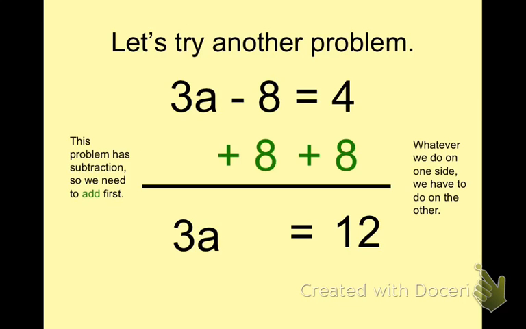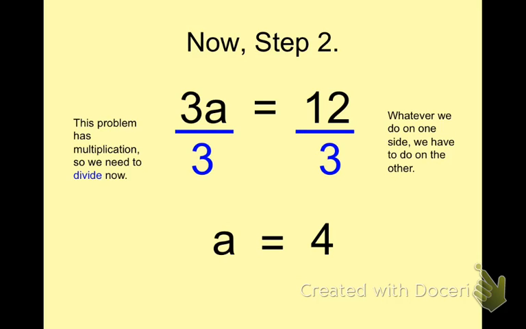Let's try another one. 3a minus 8 is equal to 4. So we're undoing subtraction. We need to add 8 to both sides. We'll get 3a is equal to 12. And now step 2, we undo multiplication using division, and we get a is equal to 4.